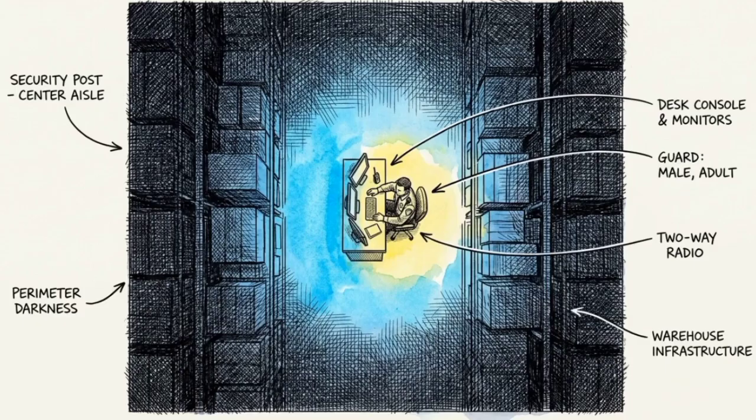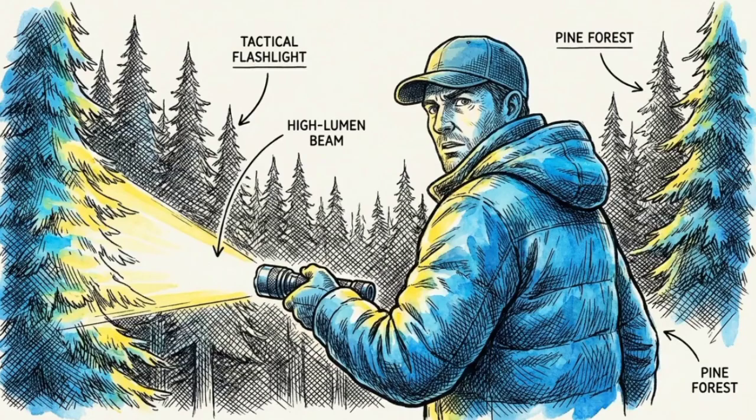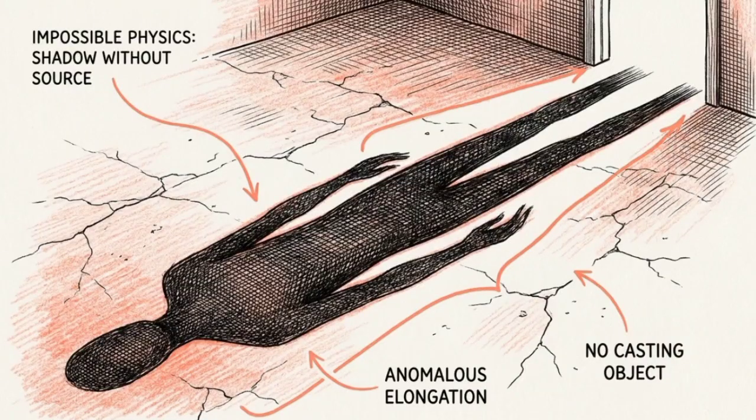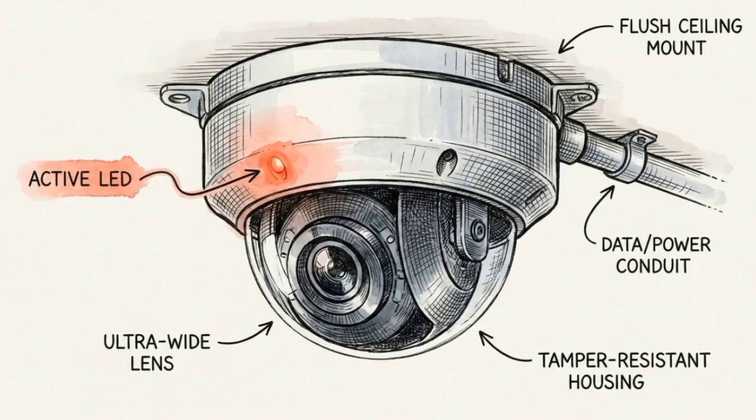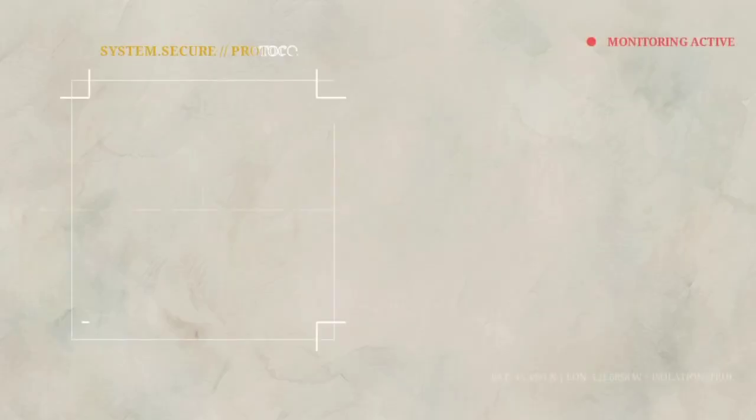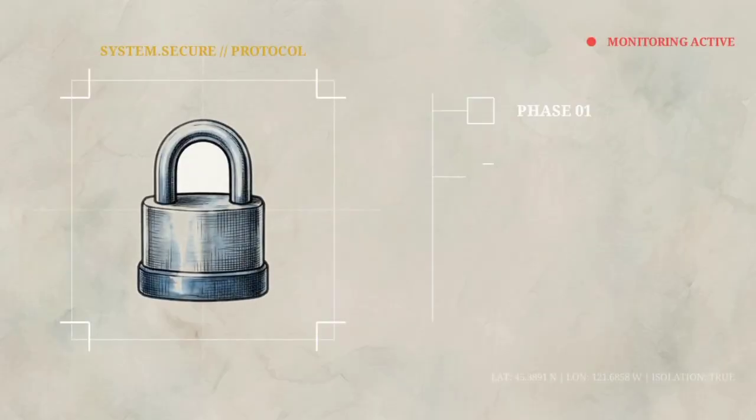Isolation removes the protective buffer of a crowd. Without other people to verify what you are seeing or hearing, you become completely exposed to anomalous events that defy basic physics and logic. You can manage this risk. By removing human error and relying on objective technology, you can protect yourself. We're going to build a 4-step remote safety and surveillance protocol to secure isolated environments.